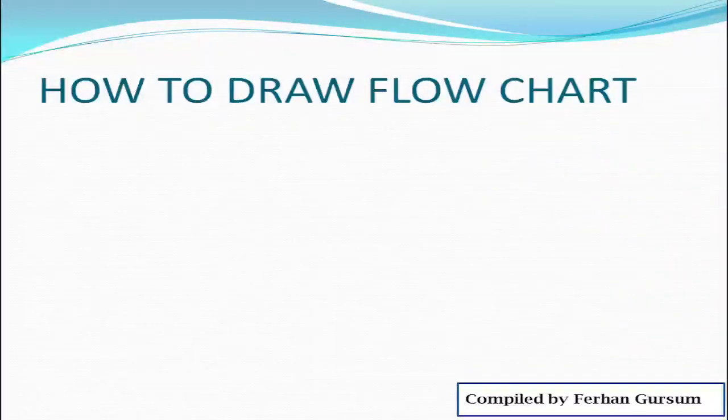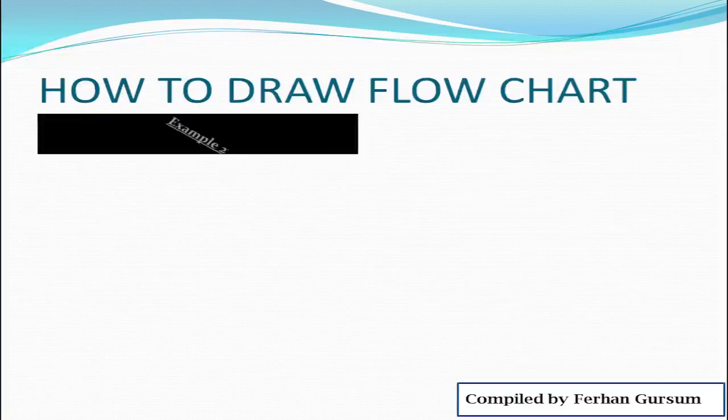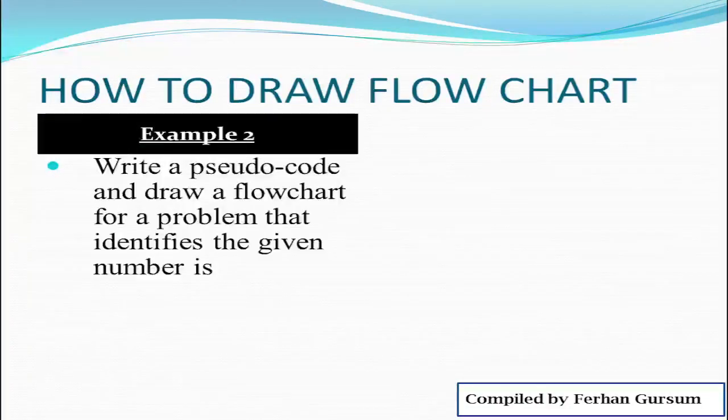Okay, let us see another example of how to draw a flowchart. Example 2, it says write pseudocode and draw a flowchart for a problem that identifies the given number. Which means we are going to write a pseudocode and draw what? A flowchart. It is easy to draw a flowchart after we write pseudocode. For which problem? A problem that identifies the given number, whether it is even or odd.